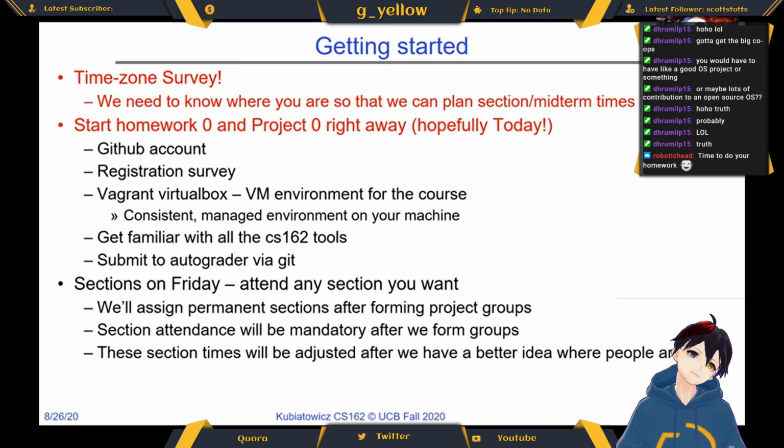Sections are on Friday; attend any section you want. We will post the Zoom links, if they're not already posted, very shortly, and you'll get your permanent sections after we have our groups set up.